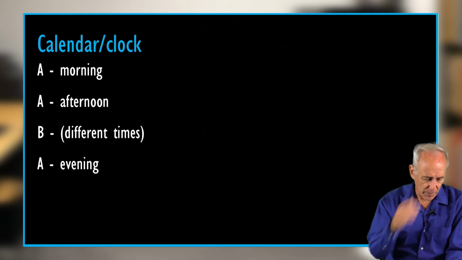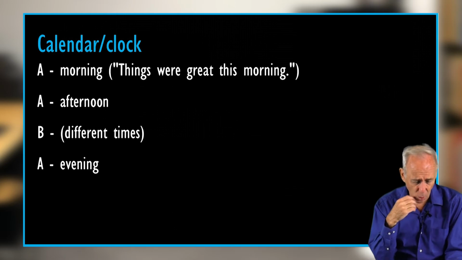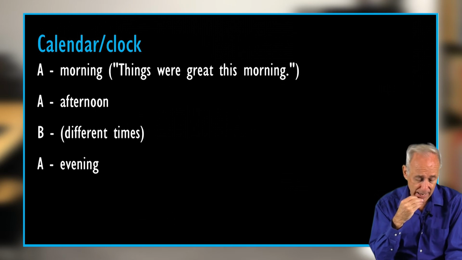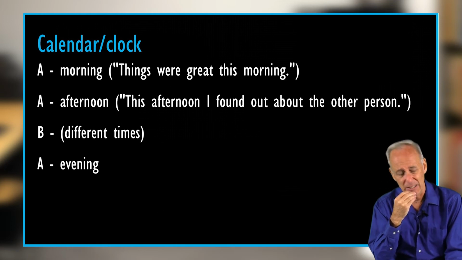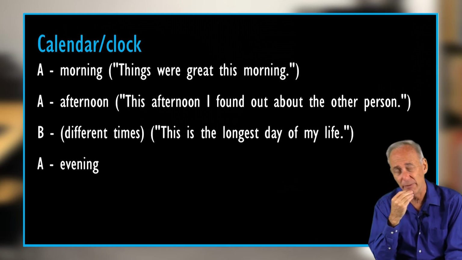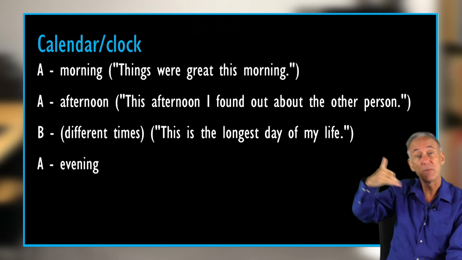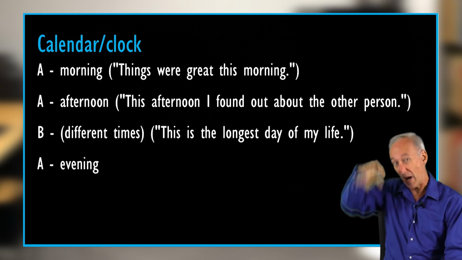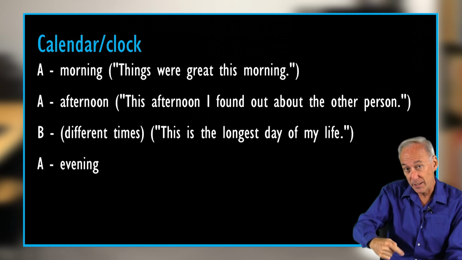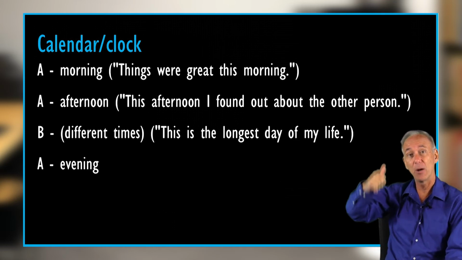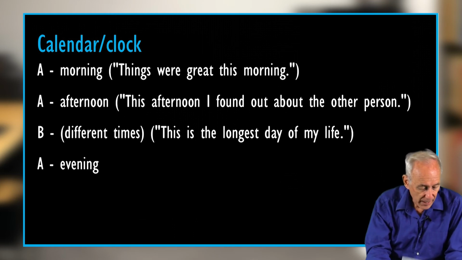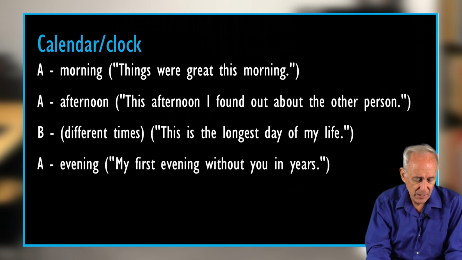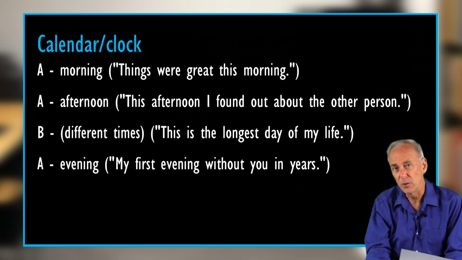For the first A section, this is the morning. Things were great this morning, but then in the next A, this afternoon, I found out about you and that other person. And so in the B section, this is the longest day of my life. Do you see how the B section is comparing right now, the longest time period I've ever had, to another time period? And then that final A, evening: My first evening without you in years.